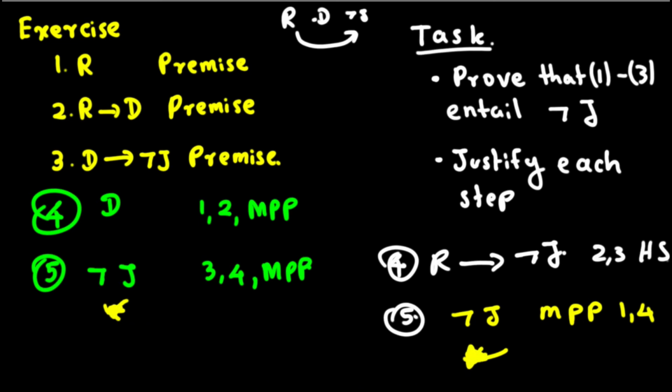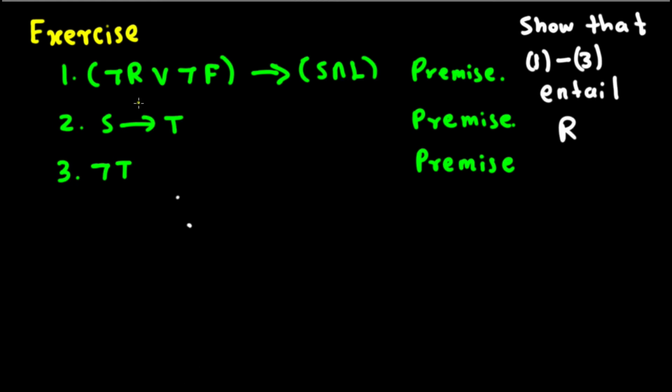Okay, now let's look at another example. Here we have 3 premises. We are going to deduce this one into the final end. Okay, let's go to the fourth one. So the fourth one is, here you can see this 2 and 3. 2 is S arrow T and 3 is not T. So here I can use modus tollens.